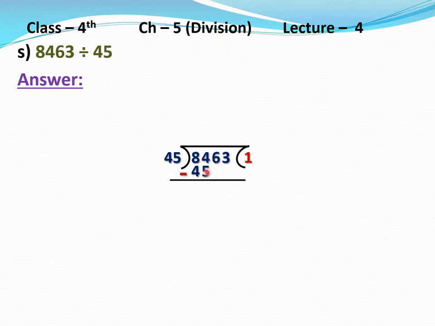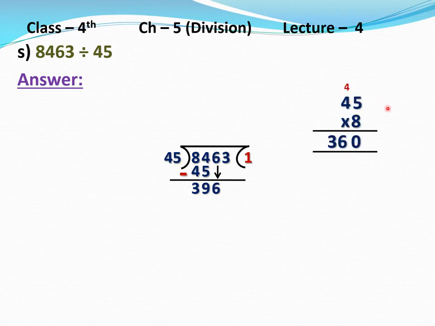4 minus 5, it is not possible, so we will take 4 from this 8. So this 8 will become 7 and this 4 will become 14. 14 minus 5, 9, write 9 here, and 7 minus 4, 3, write 3 here. And now take next number, that is 6. Number formed is 396. Now multiply this 45 by that number so that it is equal to 396 or less than 396. It should not be greater than 396.